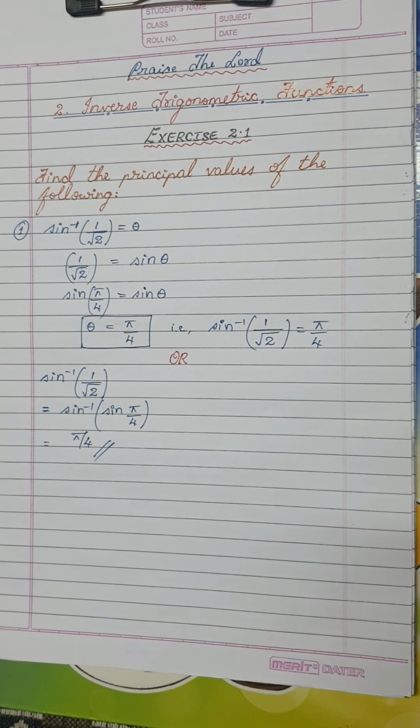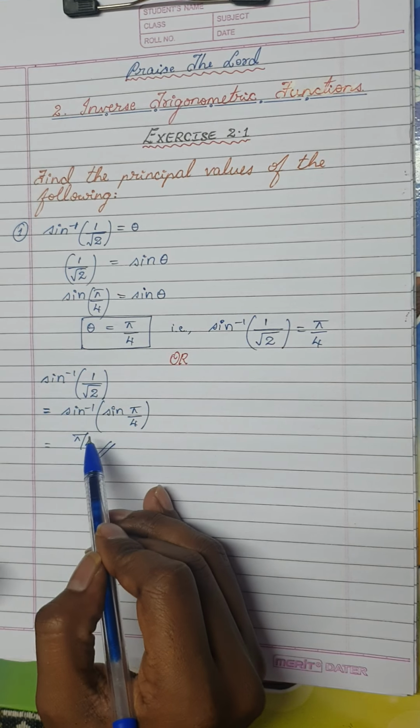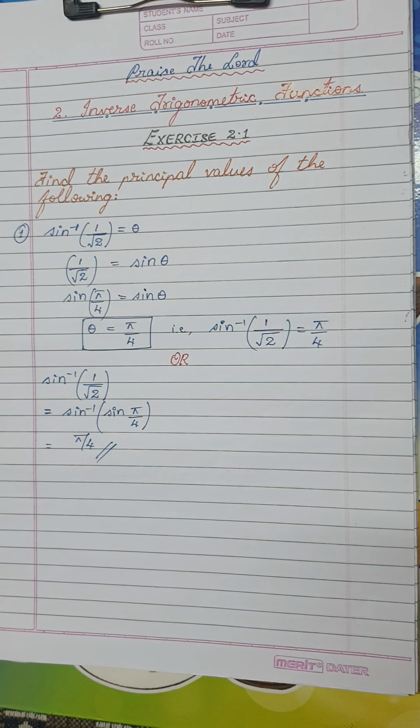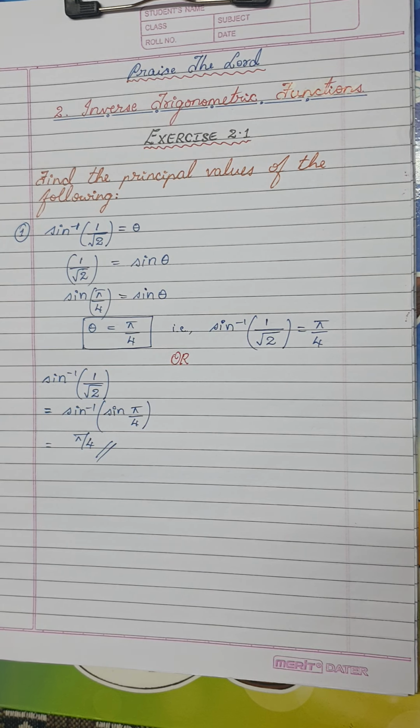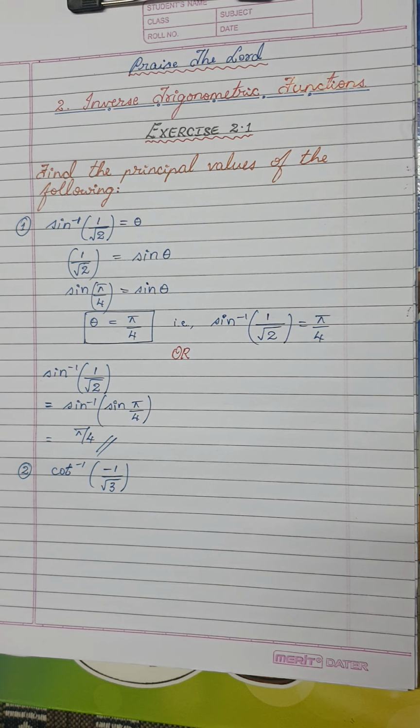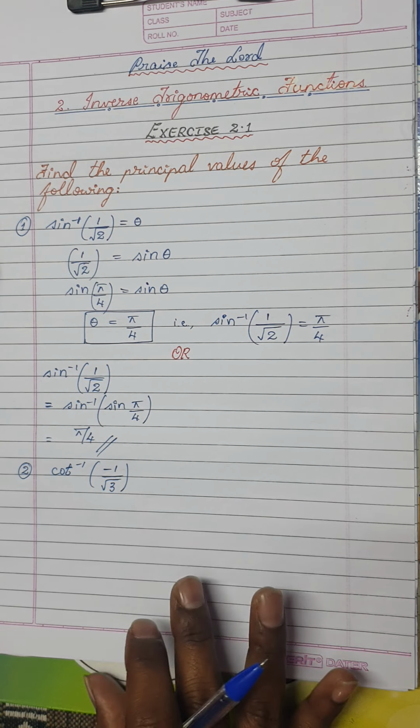This is a one marker question. So this is enough for you to fetch 1 mark. Isn't it simple? Okay, we are moving on to the next question. So in the further questions, we are going to follow the direct method. We are moving on to the next question.